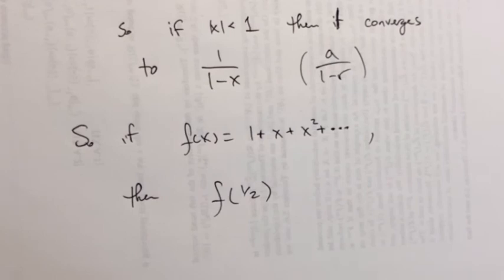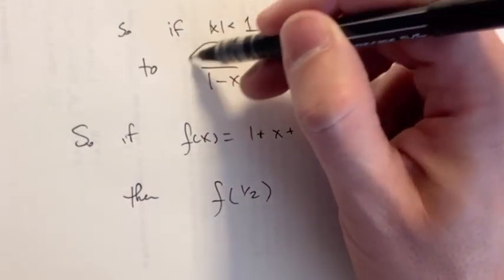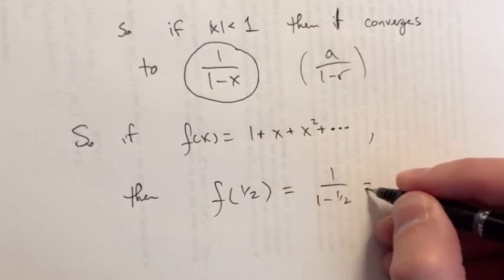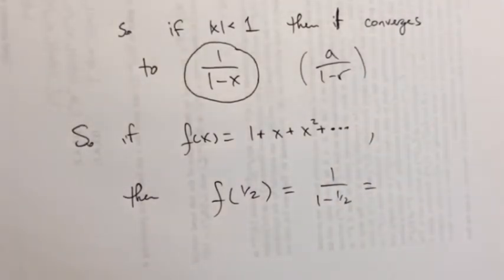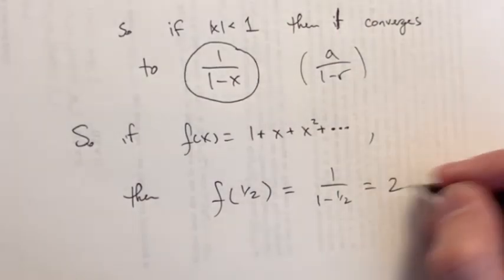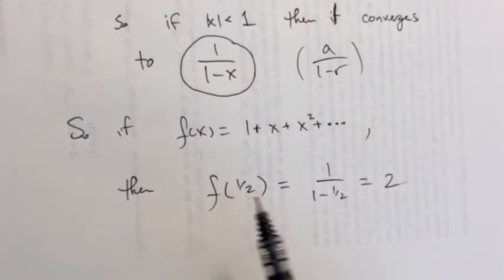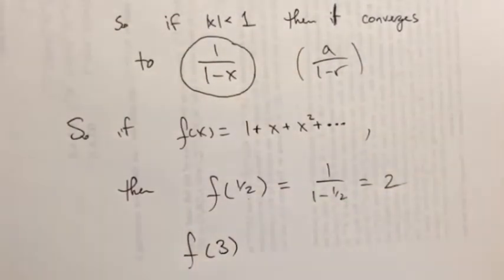What is f of 1/2? Well, I said it converges to 1 over 1 minus x. So this equals 1 over 1 minus a half, which is 1 over a half, which is 2. 1 over half is 2. So it converges to 2. This value is less than 1, which means it converges. And what it converges to is the number 2. If I ask you, say, what is f of 3? That diverges, right?